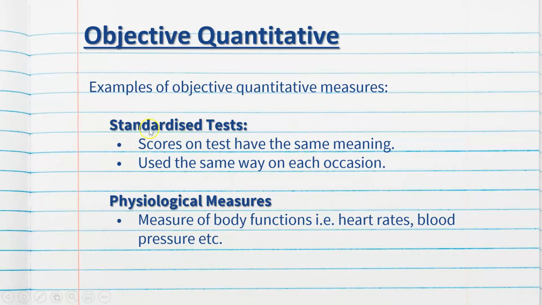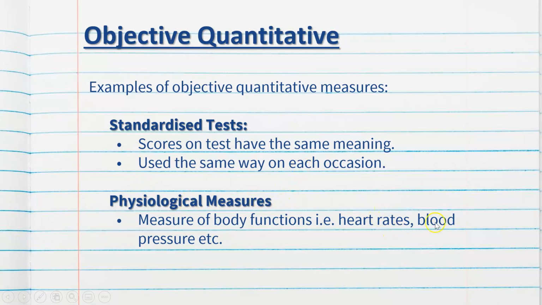IQ tests are also a standardized test, and also SACE exams, all right? So any test that is used the same way on each occasion and has the same meaning and that's measured in numerical form is a standardized test. It's objective quantitative. Another really good example of objective quantitative data is any physiological measures.